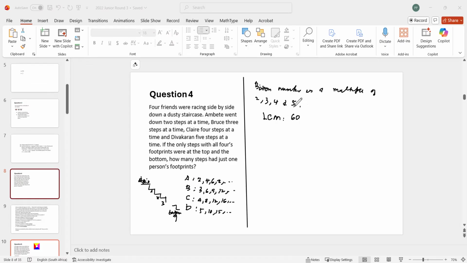It's going to be a multiple of 5 and 2, so it's going to be 10. And it's going to be a multiple of 4 as well, so it could be 20, but also a multiple of 3. All right, so you get 60. So the LCM is 60. So 4 footprints at least.